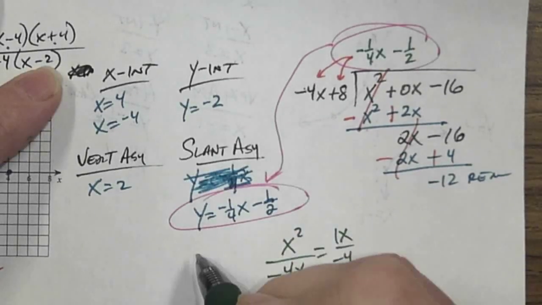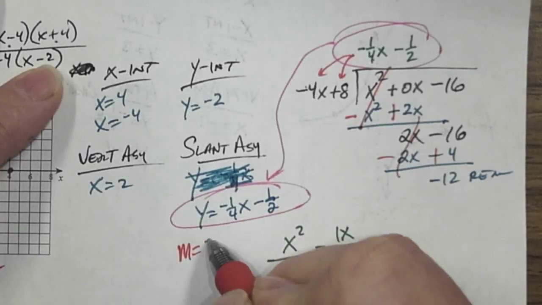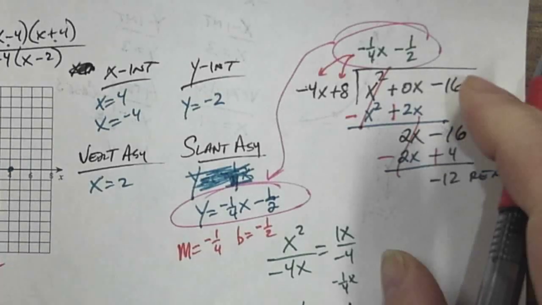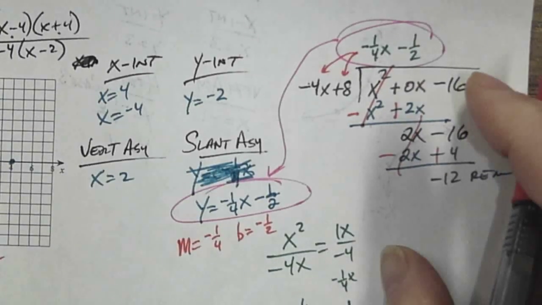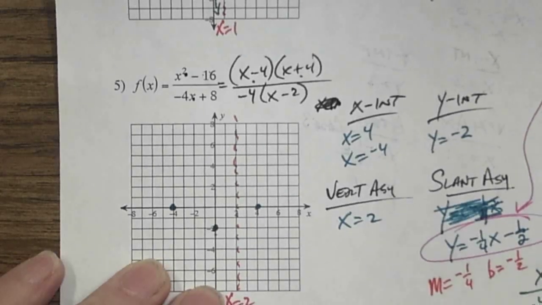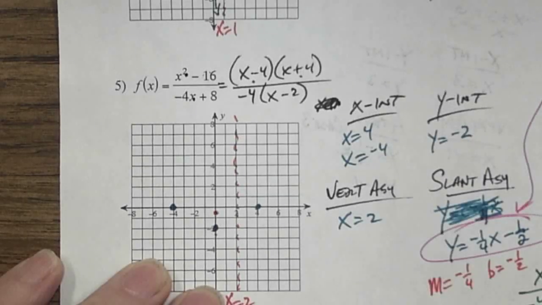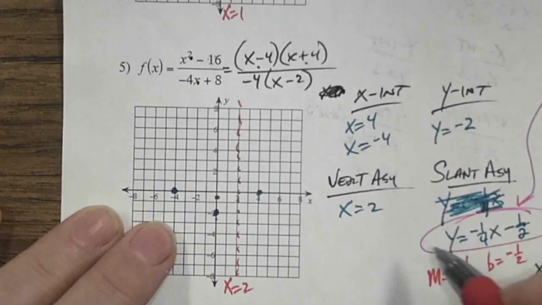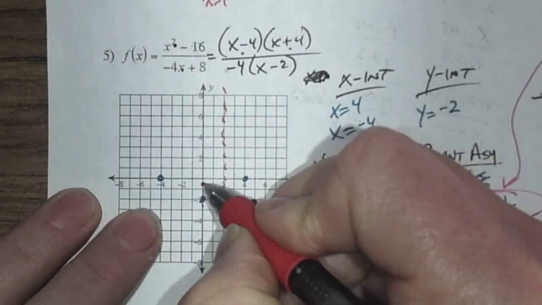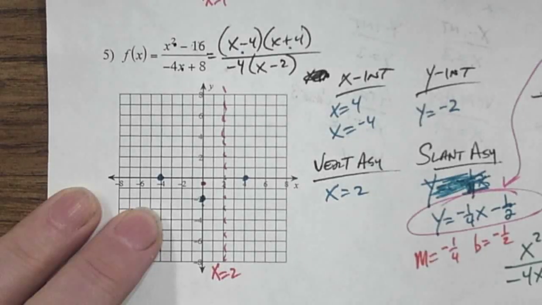Okay, my equation here is y equals mx plus b. M is negative 1/4. B is negative 1/2. I don't really like the negative 1/2 part, you know, but let's do it. All right, b is negative 1/2. Negative 1/2 is right there, right in the middle. And then I go down 1, right 4, negative 1/4.